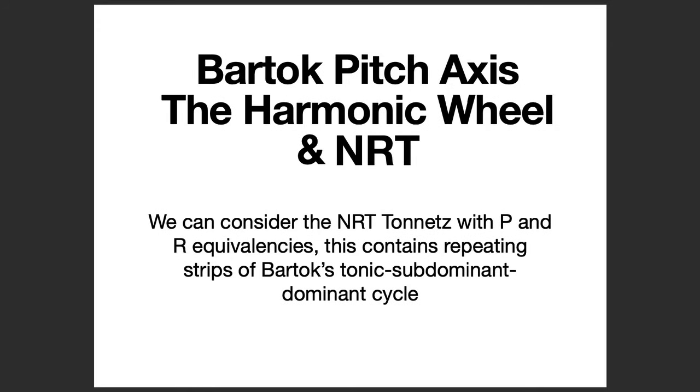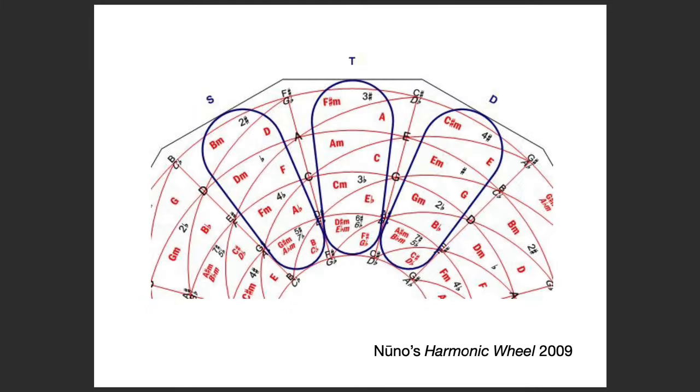Okay, so now we're going to get a bit brain melty. So the Bartók pitch axis actually connects to other concepts you know really beautifully. So, for example, if we take all these groups and lay them out not quite on that circle, but in a sort of spiral, this is known as a harmonic wheel.